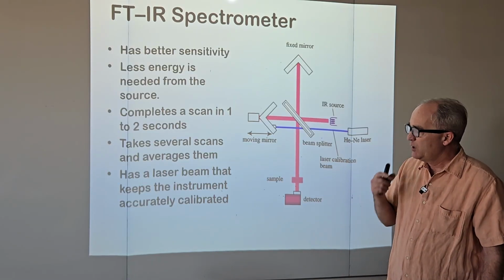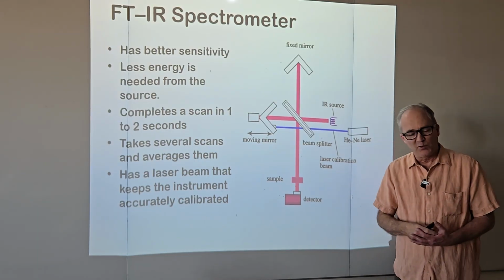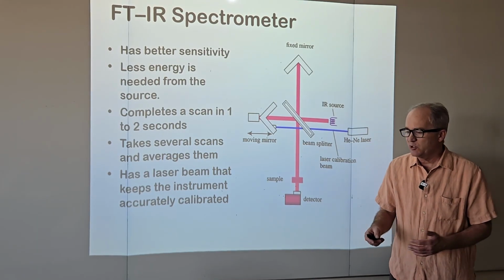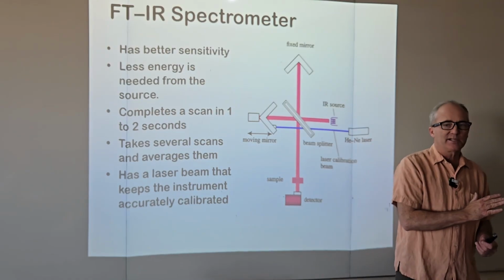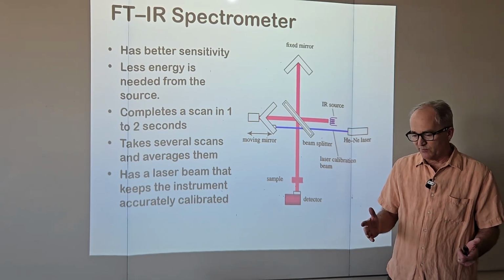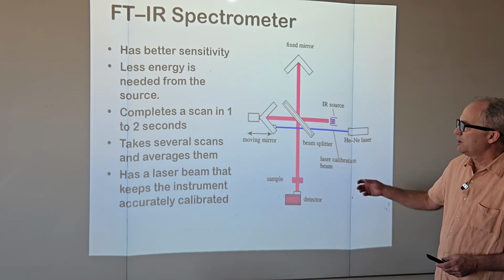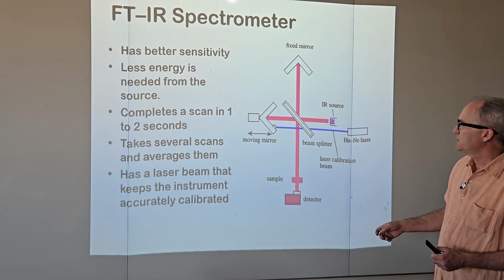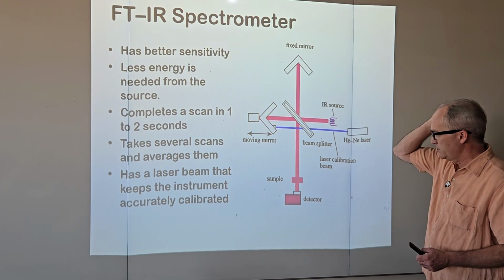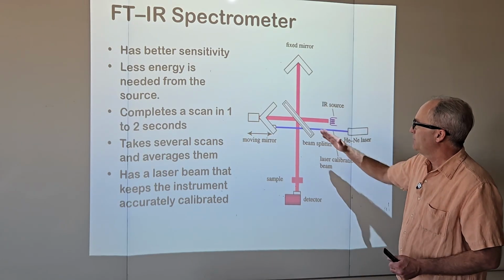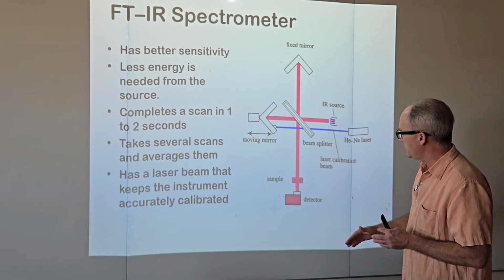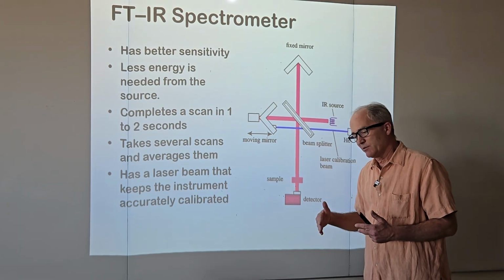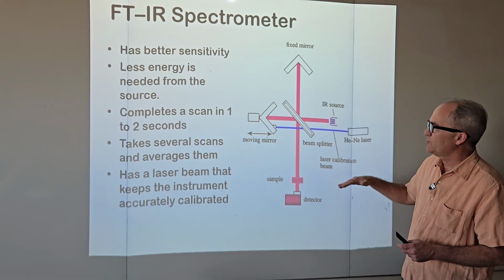FT stands for Fourier transform. Fourier was a mathematician, and it takes things in a time domain on the x-axis and changes it to frequency. All modern instruments are made this way. We still have an IR source. We have a beam splitter and some mirrors, and you put the sample in and there's a detector. It has a computer algorithm that does the Fourier transform.